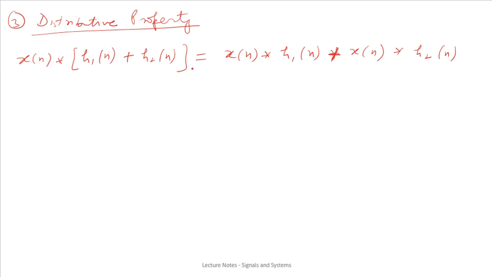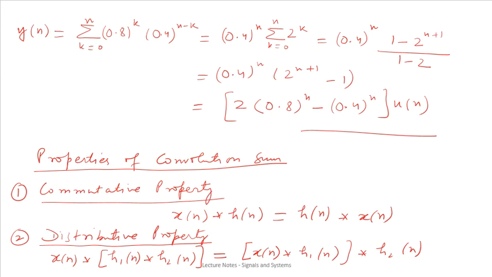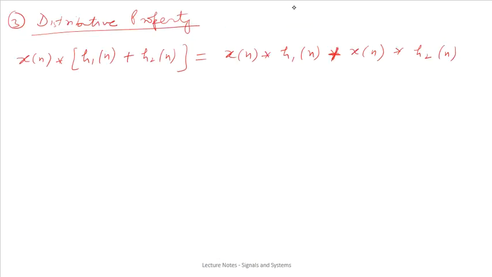Okay, and in the previous property, this will not be distributive, rather this will be the associative property. Okay, so you can do this correction. This will be associative property. Okay, so now we will move further. So these were the commutative, associative and distributive properties of the convolution sum.